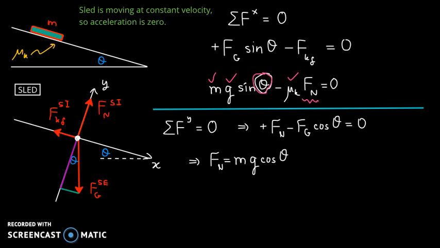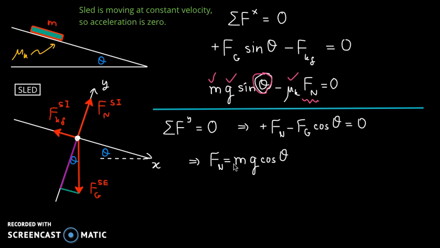Now, is this a useful result that I should memorize? Absolutely not. Never memorize it. F normal is not necessarily always equal to mg cosine theta. It happens to be equal to mg cosine theta in this particular problem, but it's not something we should memorize. We should always draw our free body diagram, apply Newton's laws, and then come up with the force equations. Now, what do we do next?